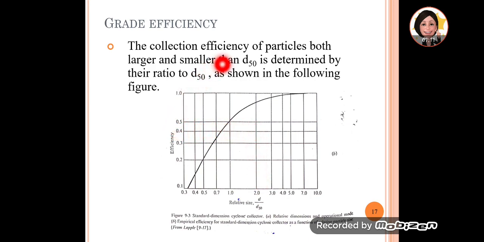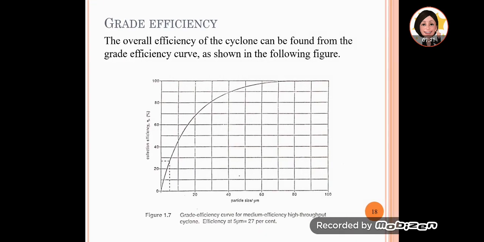So the collection efficiency of a particle both larger and smaller than D50 can be determined by the ratio as given in the graph here. We can also get the overall efficiency by plotting the collection efficiency against the particle size. So here we directly look for the efficiency for the particle size. For like 5 micrometer, it's about 27%.